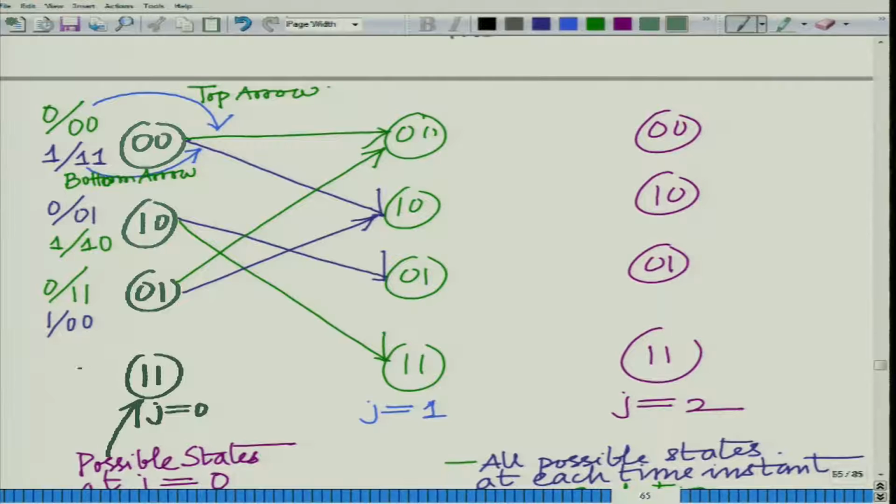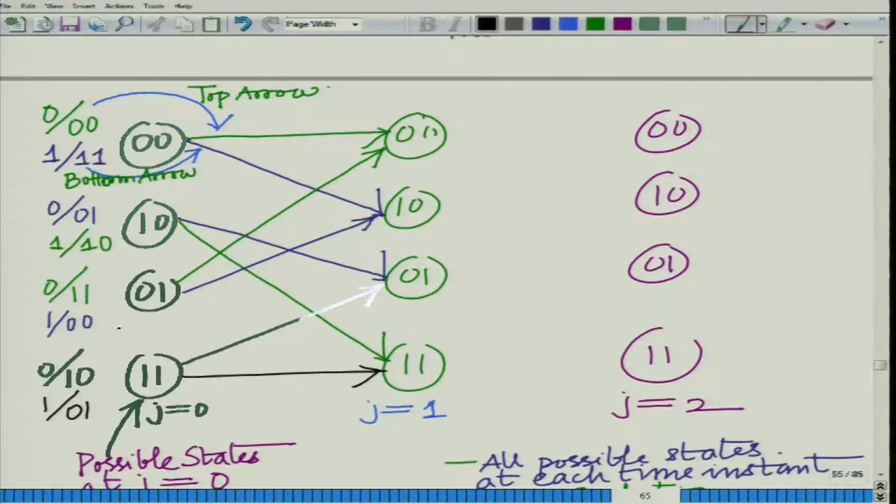Finally, in the state 1 1, if input is 0, the output is 1 0 and it goes to the state 0 1, that is given by the top arrow. And if input is 1, the output is 0 1 and it goes to the state 1 1, that is given by the bottom arrow.